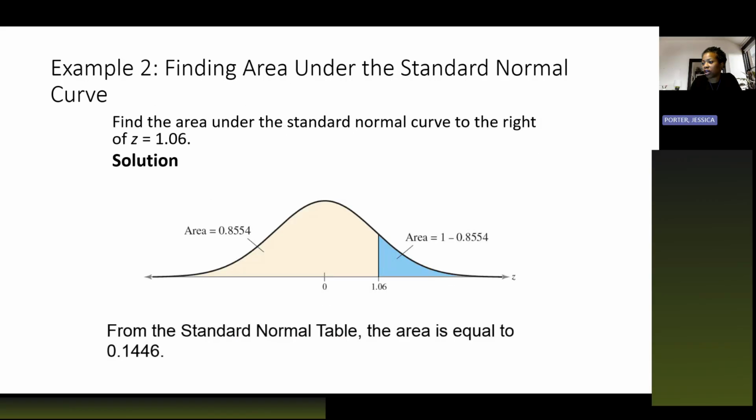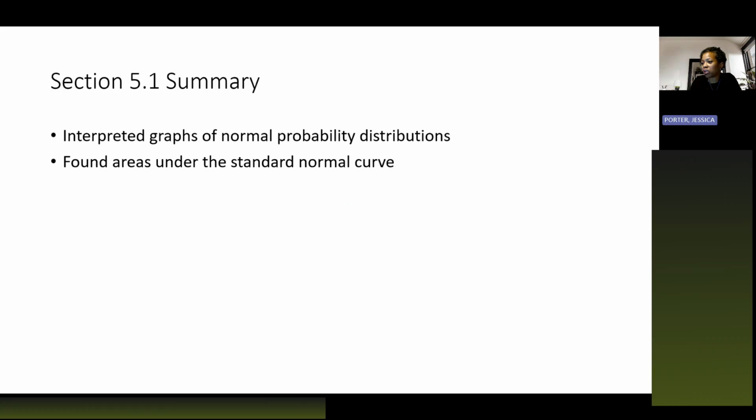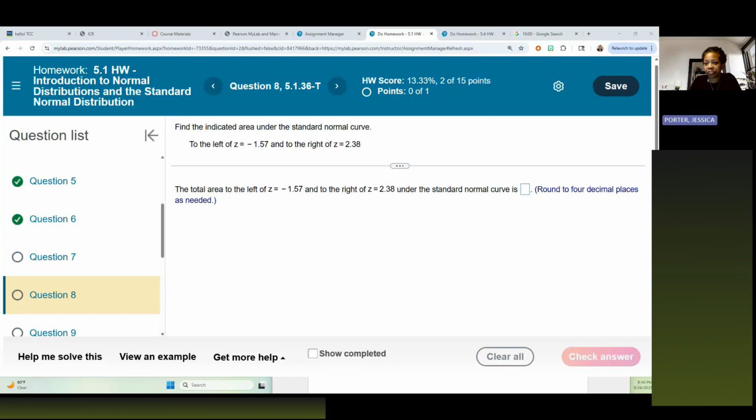Okay. We found the area. We know how to find the area to the right. We know how to find the area between. And we are done with section 5.1. That is 5.1 in a nutshell. So let's look at 5.2.